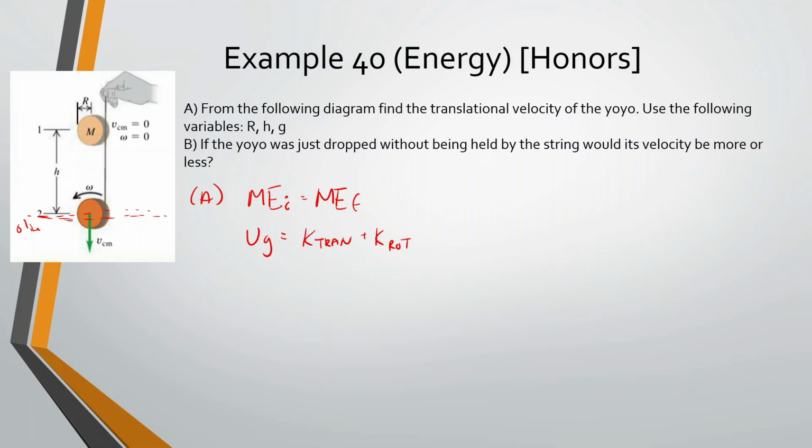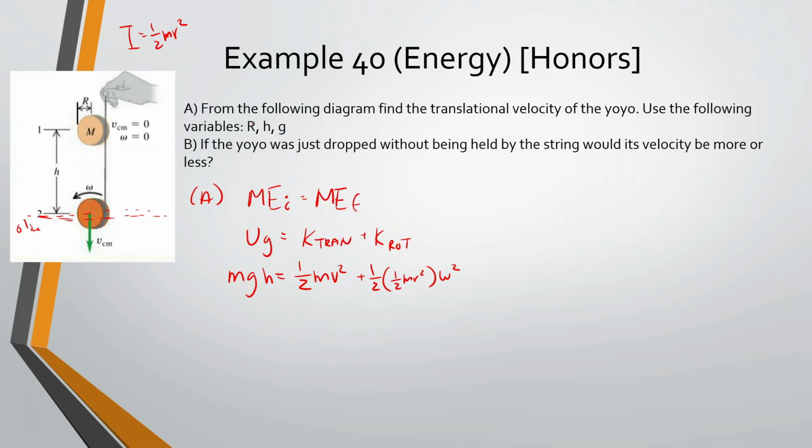Okay, so let's see what we got here. The inertia of a solid cylinder is equal to 1/2 m r squared. Okay, knowing that, let's go. So we have mass times gravity times height is equal to 1/2 m v squared. This v is what we're looking for. This is going to be plus 1/2 I, which is going to be 1/2 m r squared, times omega squared.